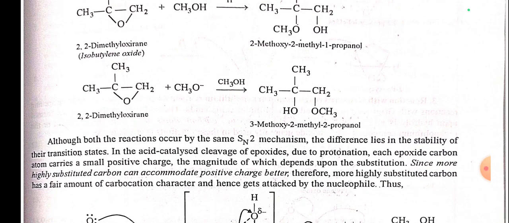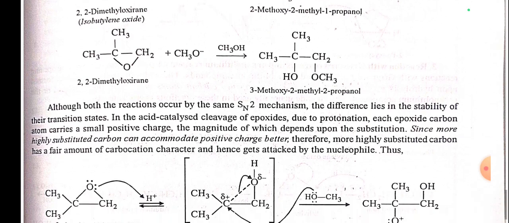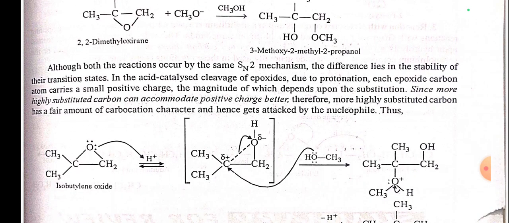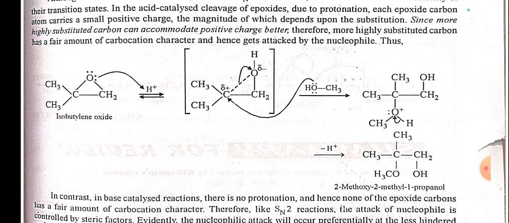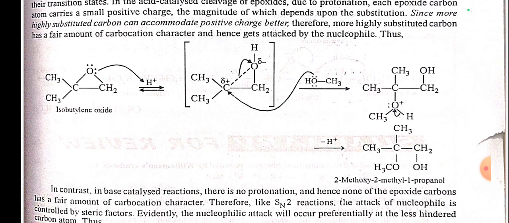Although both the reactions occur by the same SN2 mechanism, the difference lies in the stability of the transition state. In the acid catalyzed cleavage of epoxide, due to the protonation of epoxide, the epoxide carbon atom carries a small positive charge, the magnitude of which depends upon the substitution. Since the more highly substituted carbon can accommodate the positive charge better, the more highly substituted carbon has a fair amount of carbocation character and hence gets attacked by the nucleophile.